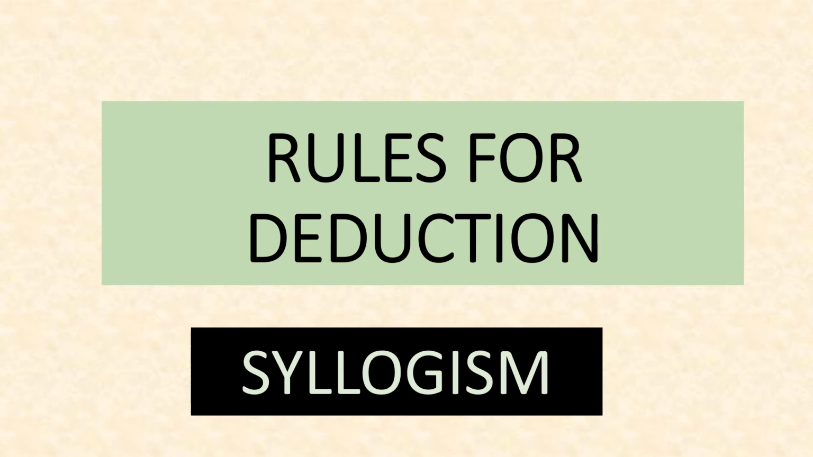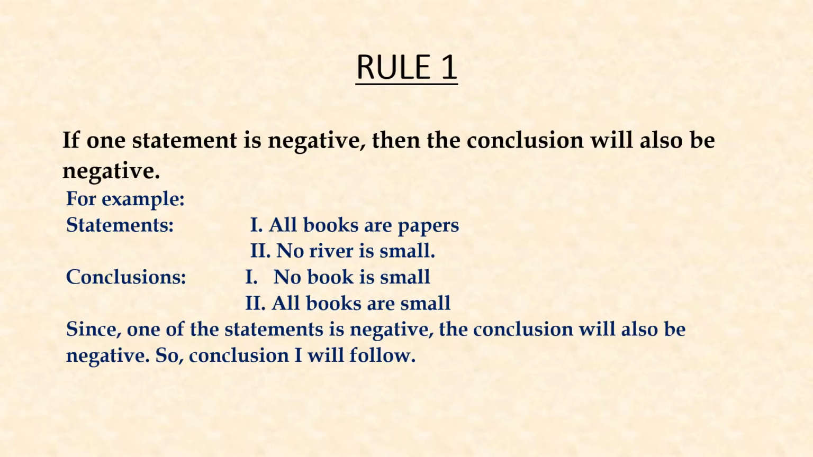So in today's video, I'll be discussing syllogism with you, the basic rules that are required to judge what is the correct conclusion for a given set of statements. So let's have a look at these rules. Rule 1 says, if one statement is negative, then the conclusion will also be negative.